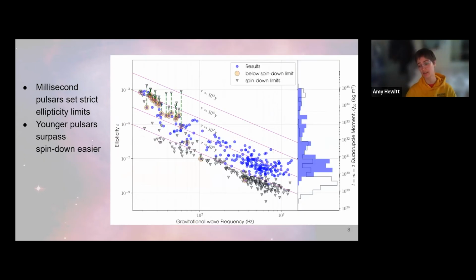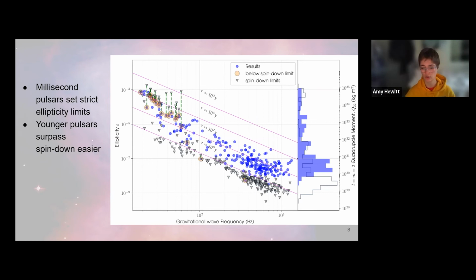And then this is just the same data, but a slightly different way of showing it. This is now the ellipticity on the y-axis. And we've included these isochrones, lines of constant age, because there's a relationship between the age of a pulsar and its rotation frequency. You might notice that most of the pulsars which surpass their spin down limits are on the left here. They're reasonably younger pulsars, and the reason for this is that younger pulsars will be spinning down quicker, which means that there's more energy for us to assume goes into gravitational waves, and so our spin down limits will just tend to be higher, which means it's easier to surpass them.